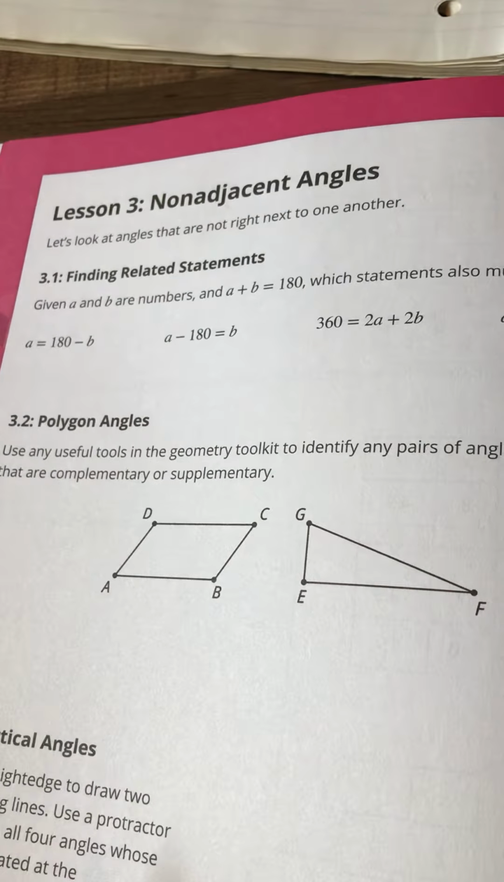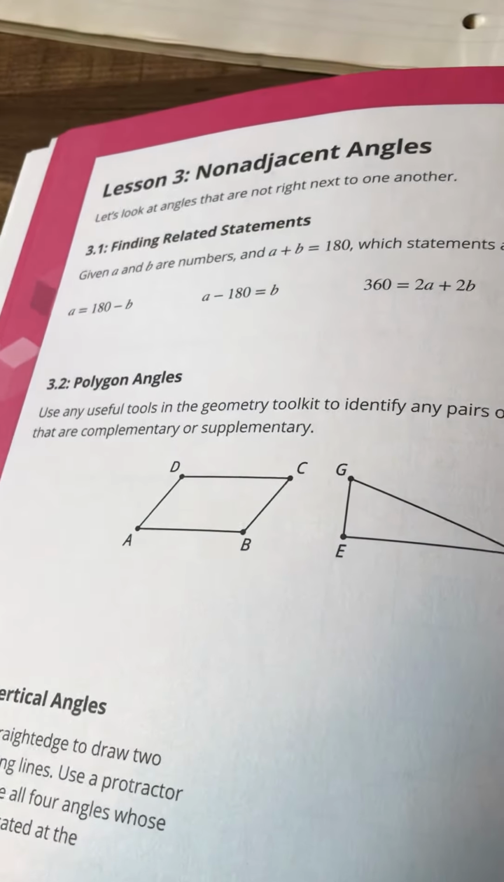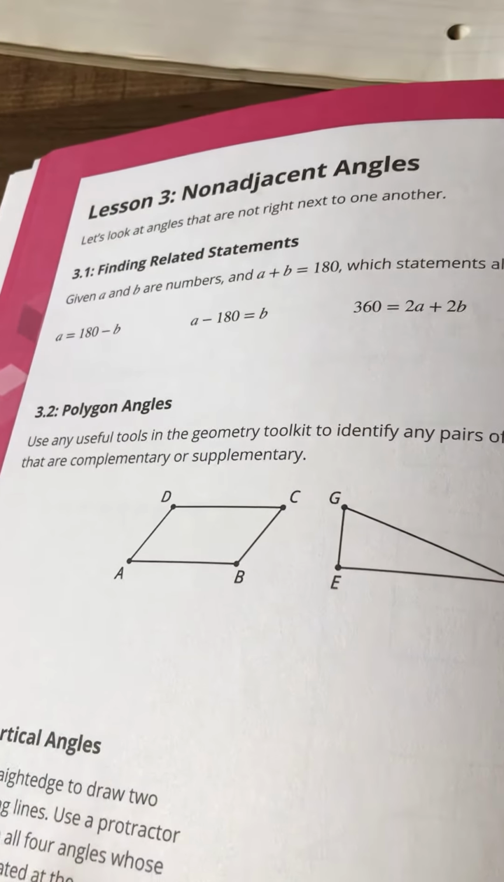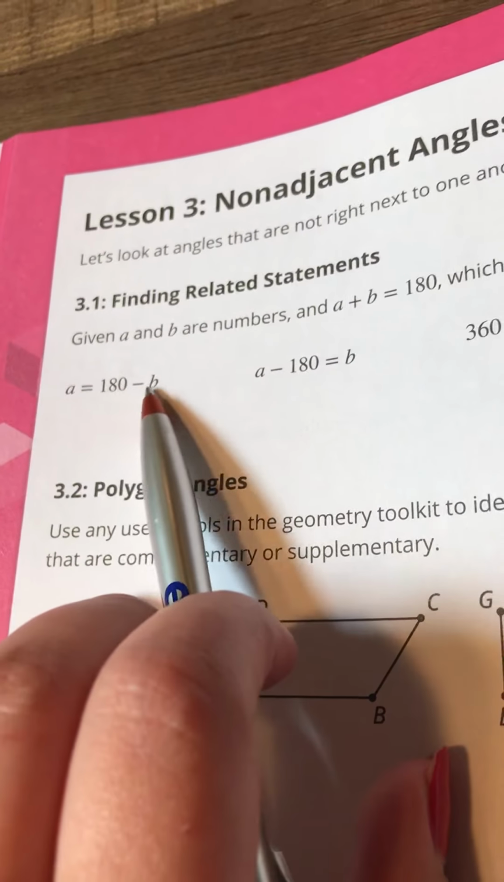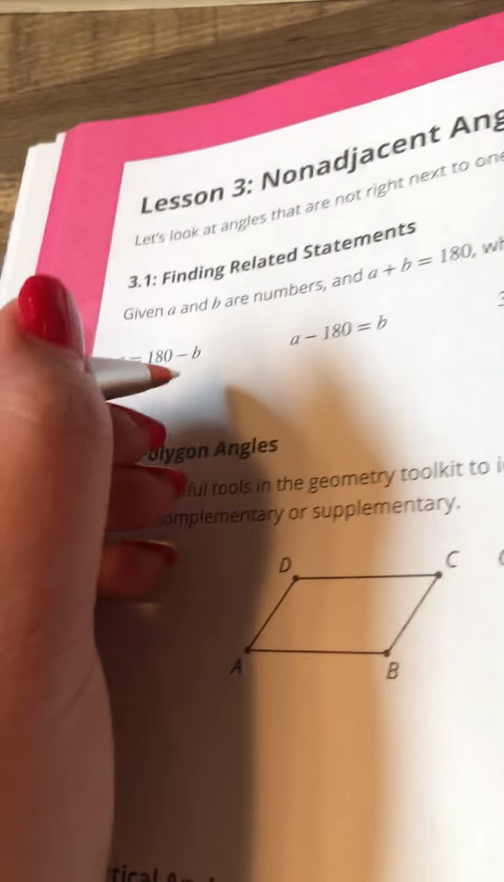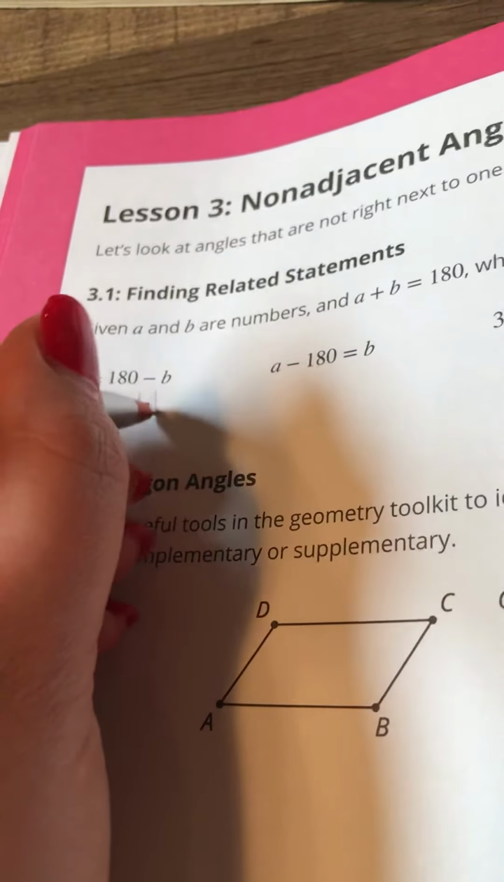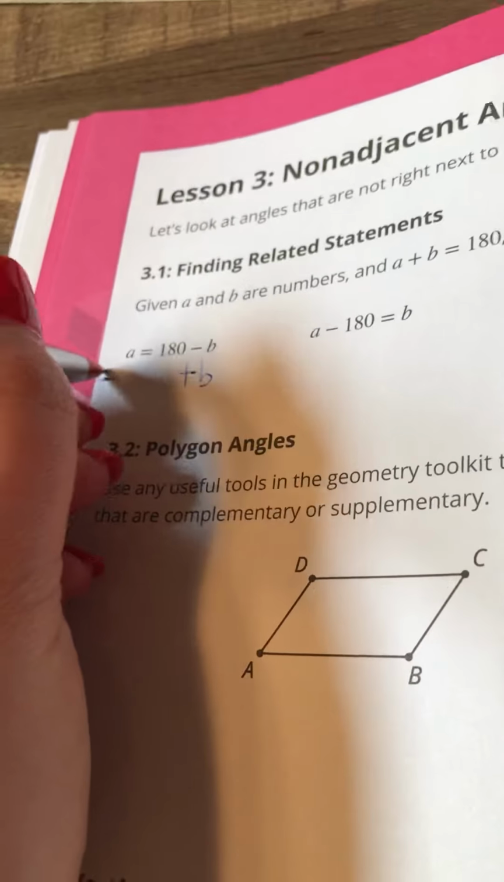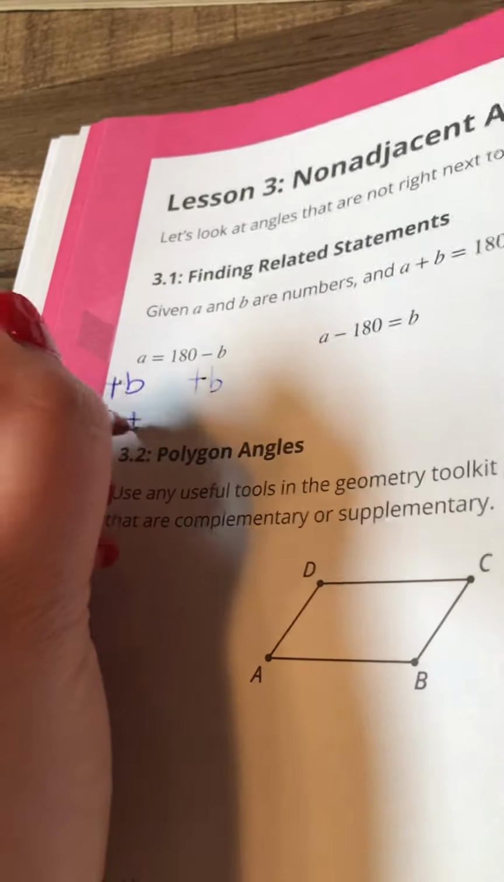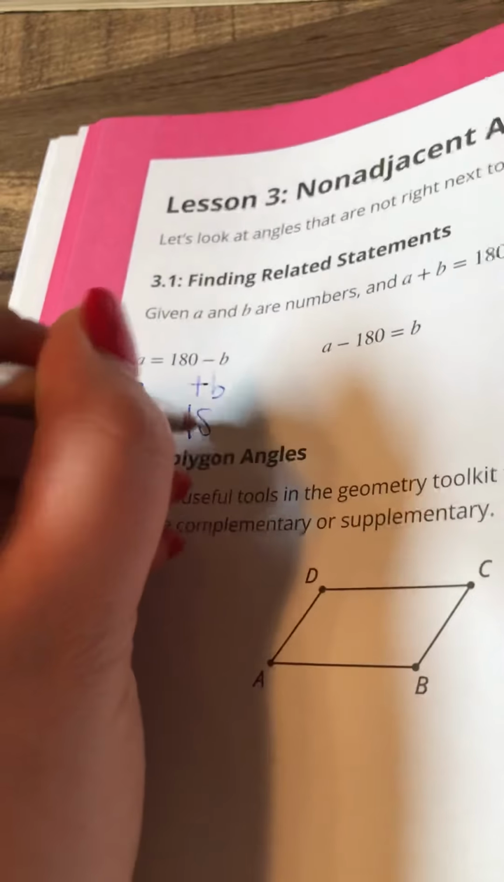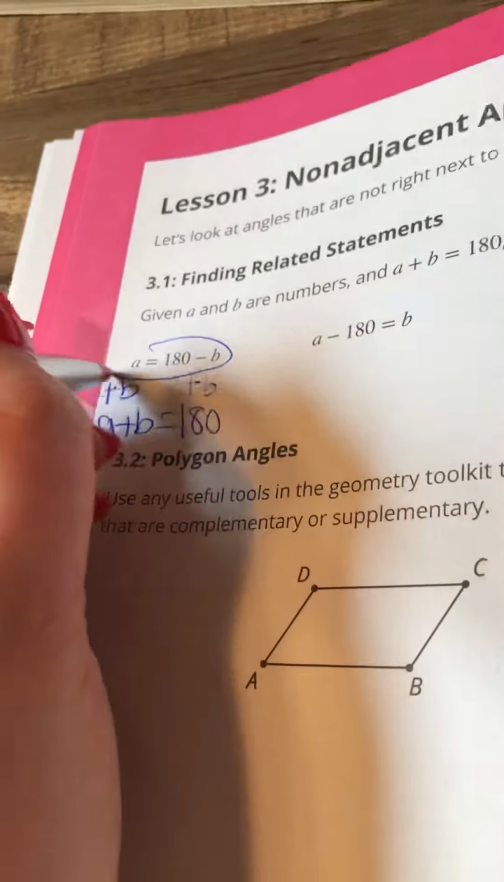Today we are on lessons 3 and 4, non-adjacent angles. Given A and B are numbers and A plus B equals 180, which statements also must be true? So you have 180 minus B equals A. If you add the B to get it to the other side, you get A plus B equals 180. So this is true.